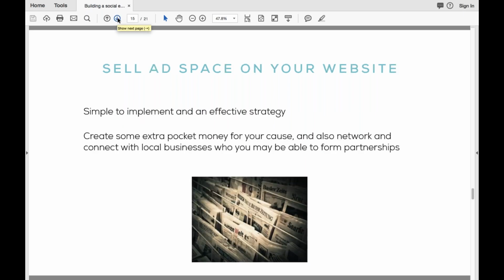You can sell ad space on your website or even in your e-newsletter. Simple to implement for sure, and an effective strategy. Placing ads on your charity's website or email newsletters is a great way to not only create some extra pocket money for your cause, but also to network and connect with local businesses who may be able to form partnerships down the line.